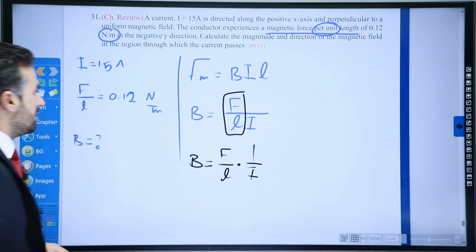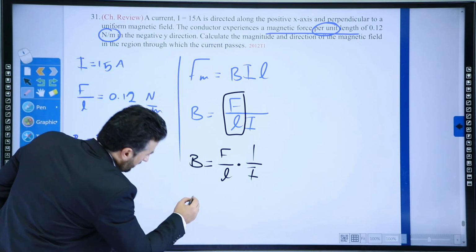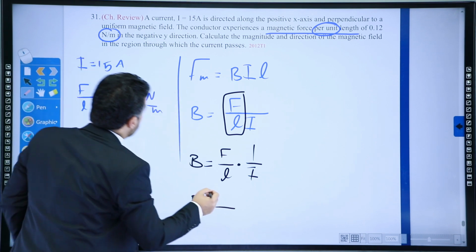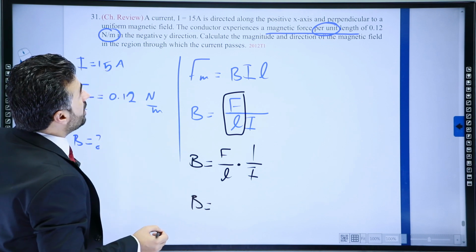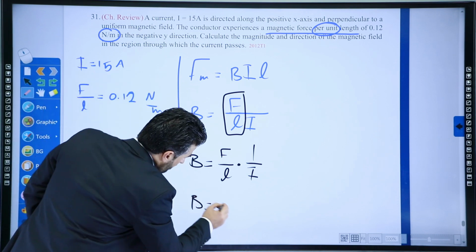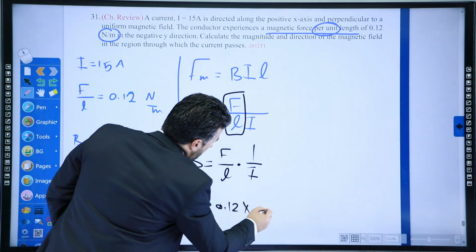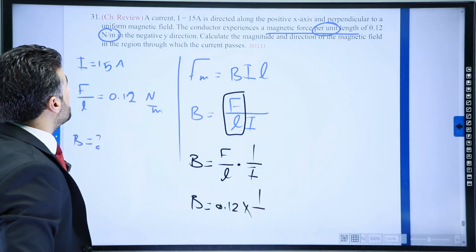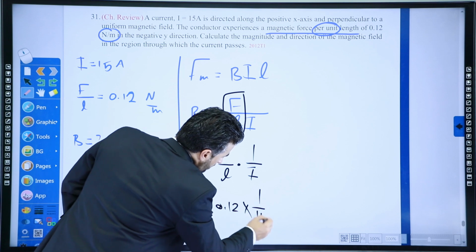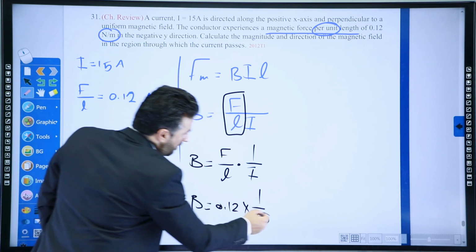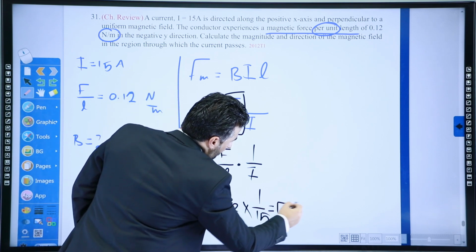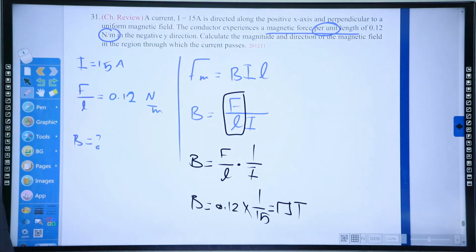So what am I going to do now? I'll plug in the numbers here. B equals the force per unit length, which is 0.12, multiplied by 1 over the current that is given, which is 15. So multiplied by 1 over 15. You do the math, of course, and you'll find the value for B, and that is in Tesla.